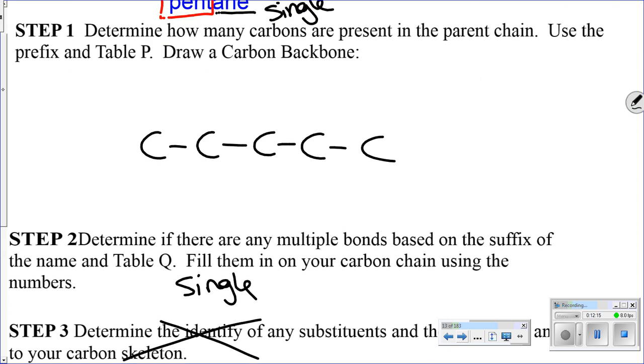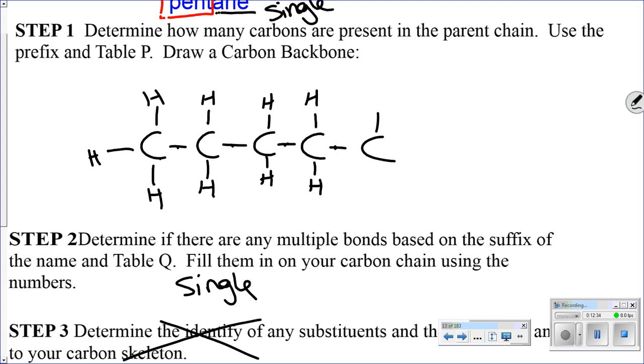So I go to each carbon. This guy currently has 1 bond, 2, 3, 4. And you can use those just as stems. We'll get used to that. Each carbon gets 1, 2, 3, 4 bonds. And that's pentane.